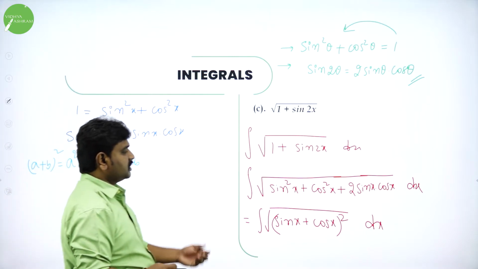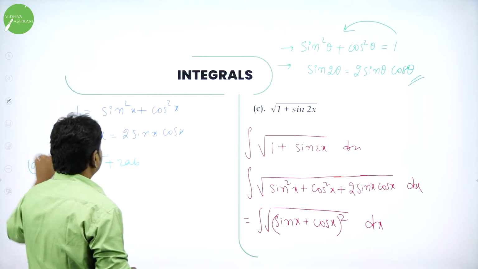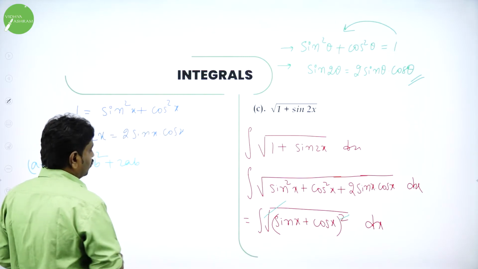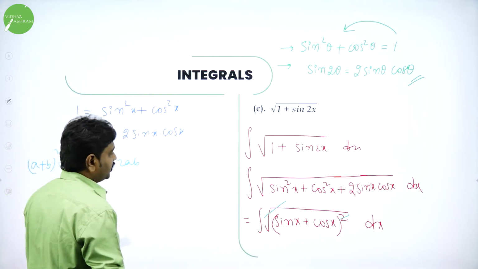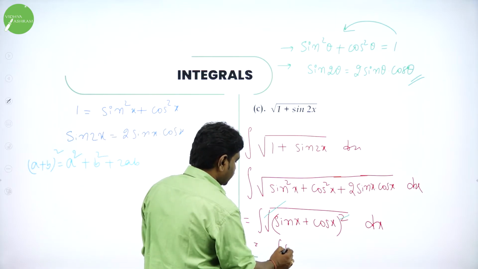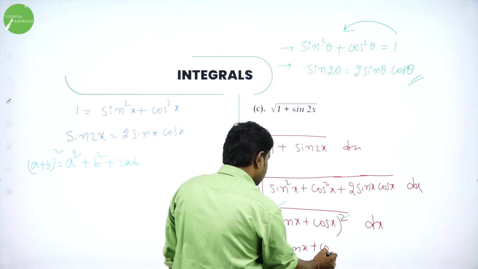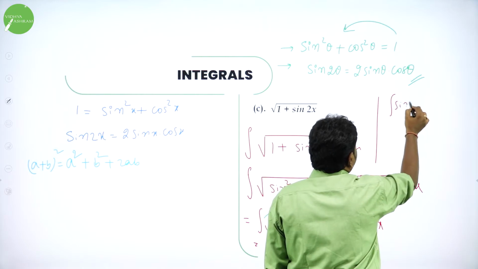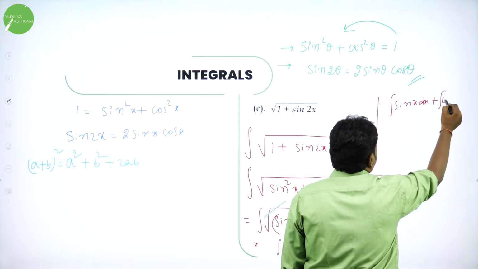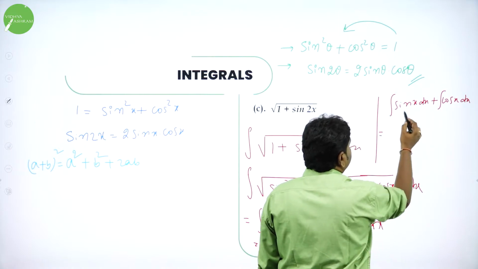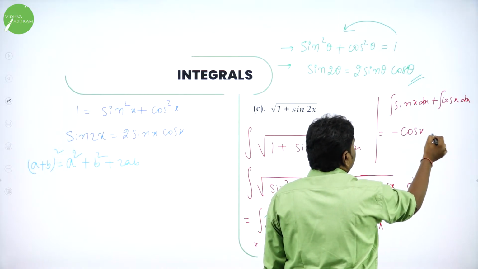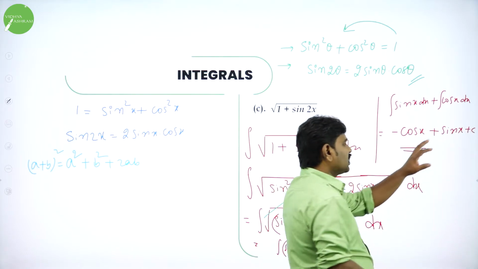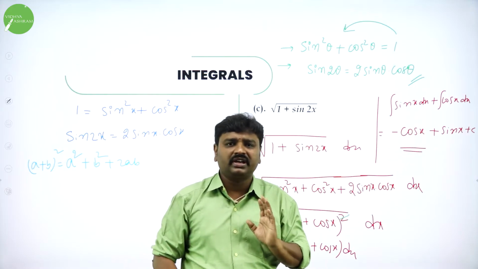So now it is easy. You can cancel the terms. Can I cancel square root and square? So what is left out? We are left with a simple format, that is integration of sin x plus cos x with respect to x. That is integration of sin x with respect to x plus integration of cos x with respect to x. What is integration of sin x? Minus cos x. What is integration of cos x? Sin x plus c. Minus cos x plus sin x plus c, or rearranged, sin x minus cos x plus c, simple.